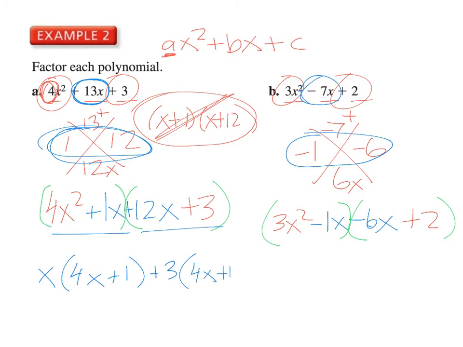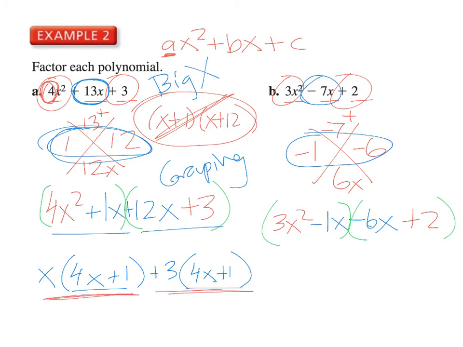What's left over? 4x plus 1. And for the grouping method, when you're first applying the big X and then you do grouping, you should be ending up with a common factor. So here I have 4x plus 1. Now I have two terms. Here's my first term. Here's my second term. And what do they have in common? They have a 4x plus 1. So I'll pull that out. And what's left over is x plus 3.